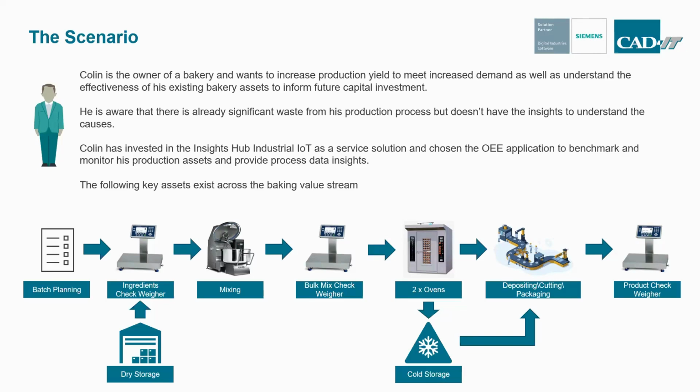He is aware that there is significant waste from production already, but doesn't have the data to back that up, or the insights to make a data-driven decision on where to make effective change. So what are the real causes of that?